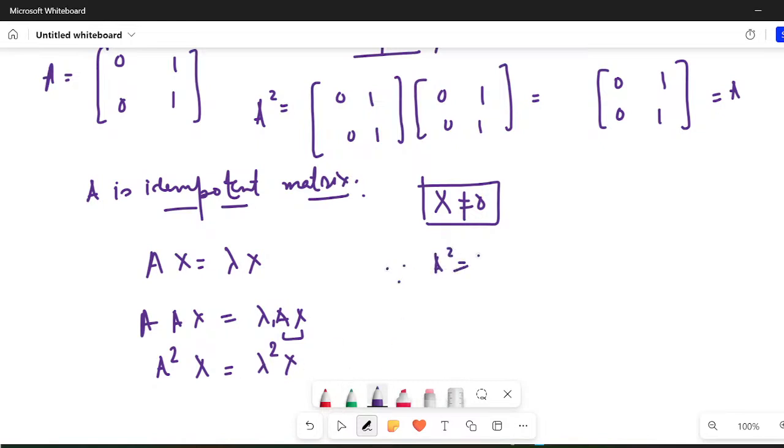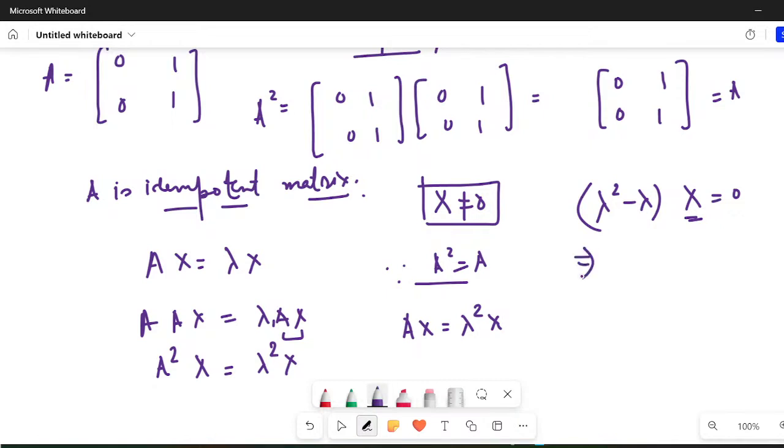Since A square is given to be A, because A is an idempotent matrix, that implies Ax is equal to lambda square x. But we already know that Ax is equal to lambda x. That implies lambda square minus lambda times x is equal to 0. However, x is not 0. What does it imply? It implies that lambda should be either equal to 0 or equal to 1. So the eigenvalues of an idempotent matrix are 0 and 1. I hope it is clear.